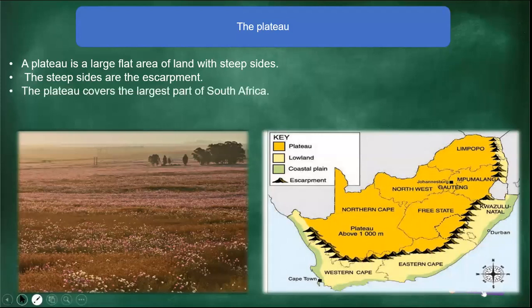The plateau covers the largest part of South Africa. As I've said, it covers many provinces. So the plateau covers the largest part of South Africa, unlike the coastal plain. Did you get that?